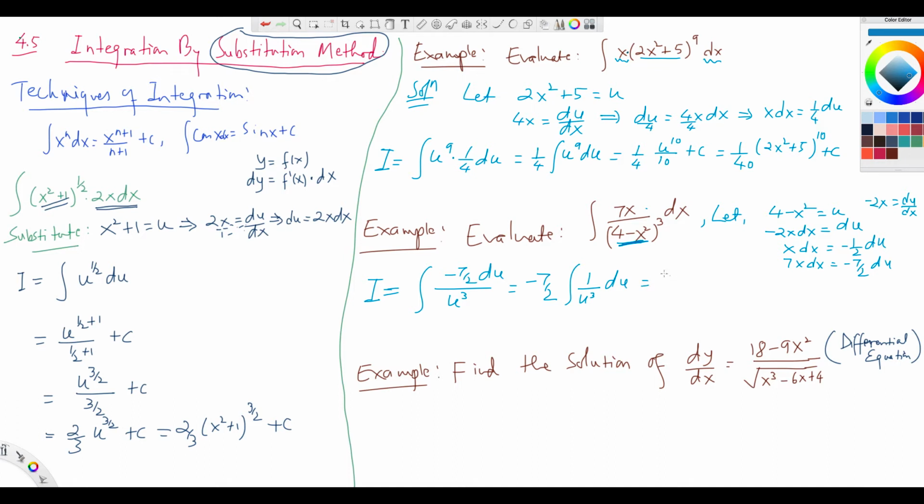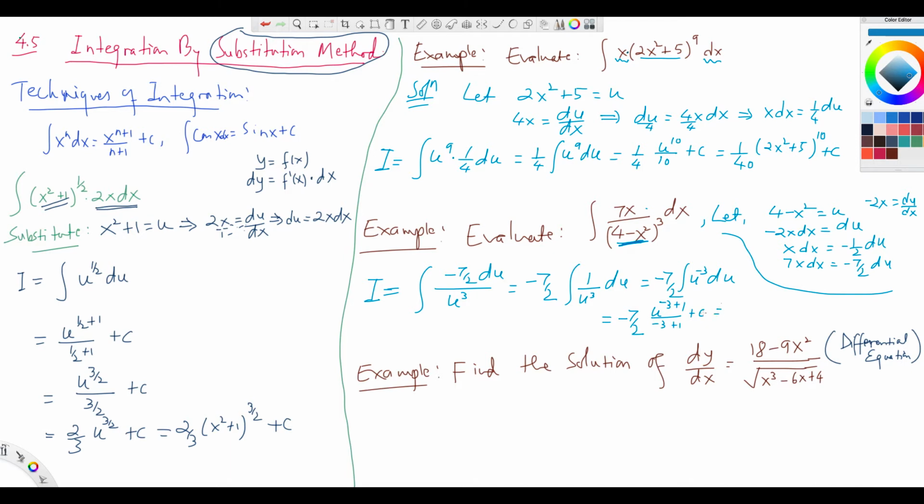So this is written as negative 7/2, and then the integral of u to the negative 3 du. This is how I find the antiderivative, right? So how much is that? This becomes negative 7/2 and then u to the negative 3 plus 1 over negative 3 plus 1, plus c.